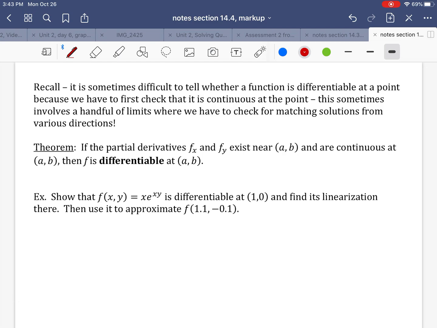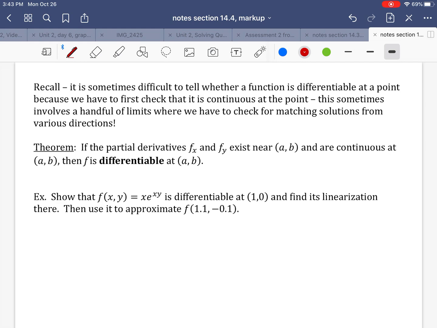So recall, sometimes it's difficult to tell whether or not a function is differentiable at a point because we have to first check that it is continuous at the point. All right, and this sometimes involves the handful of limits we had to check and see if they had matching solutions back from earlier in the chapter.